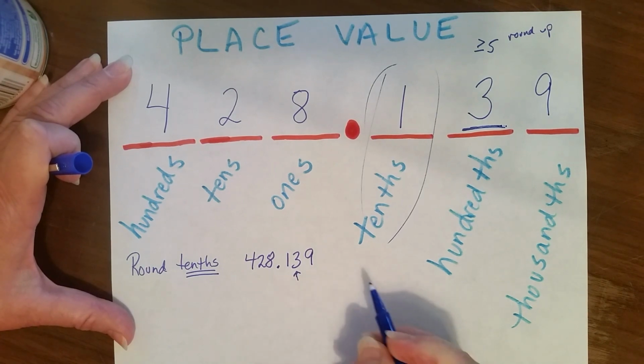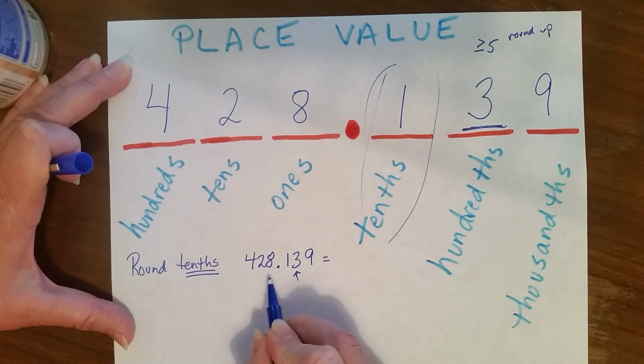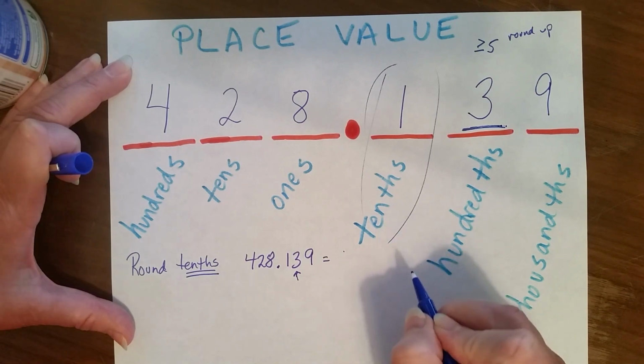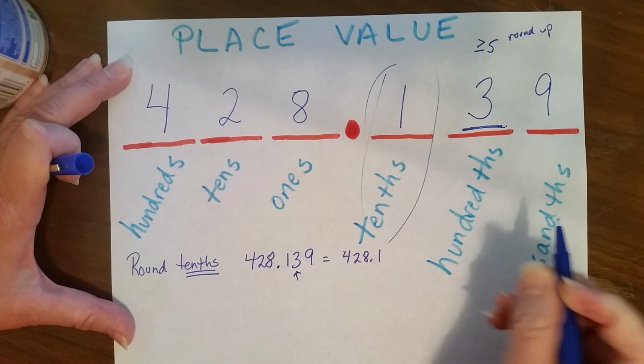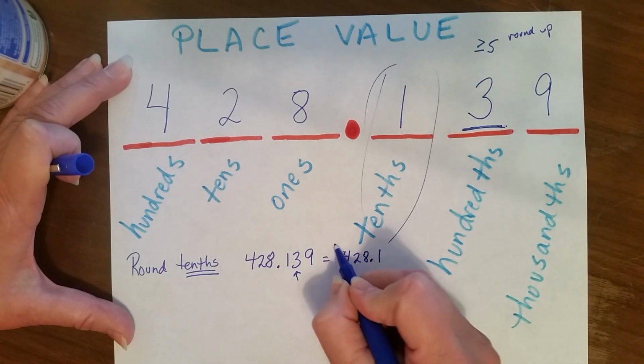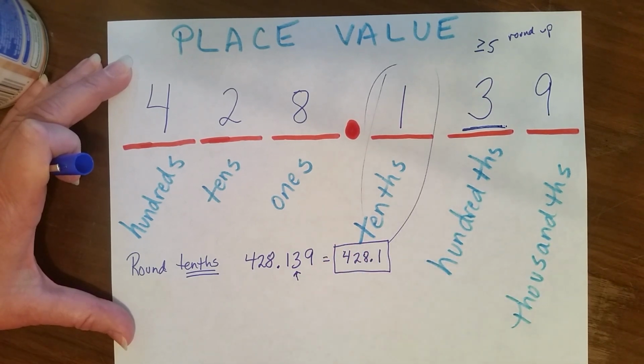It's not greater than or equal to 5. So to the nearest tenths, this would be 428.1, because I'm not going to round that up. And that's how I would enter my answer.